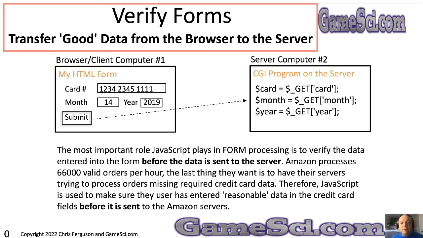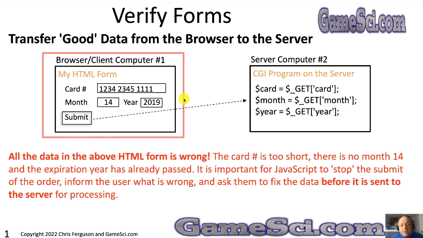Think of all the millions of orders Amazon processes. If half the time they are processing bad input, that's going to bog down the Amazon servers. So let's look at what's happening on the browser side, or the client side, of the transaction.